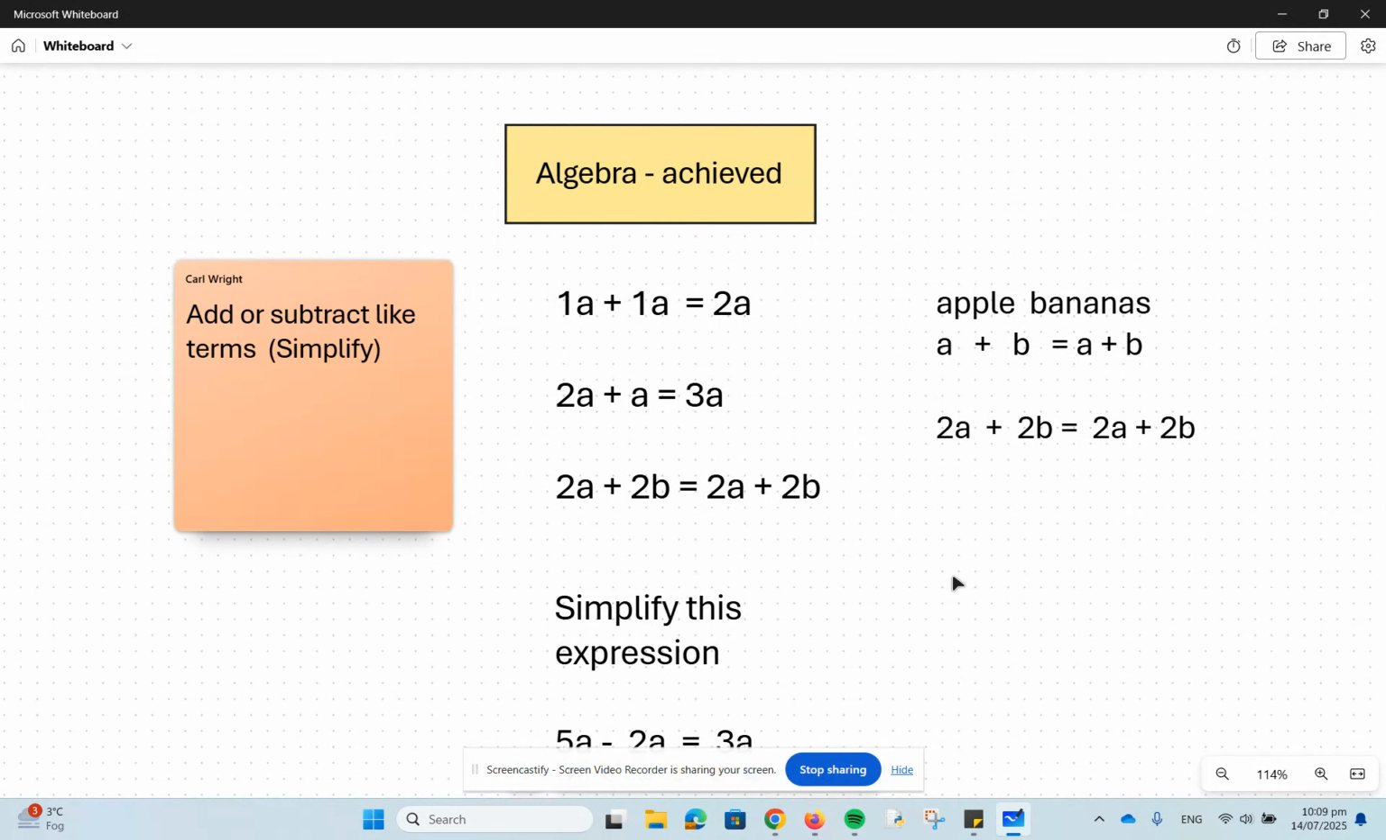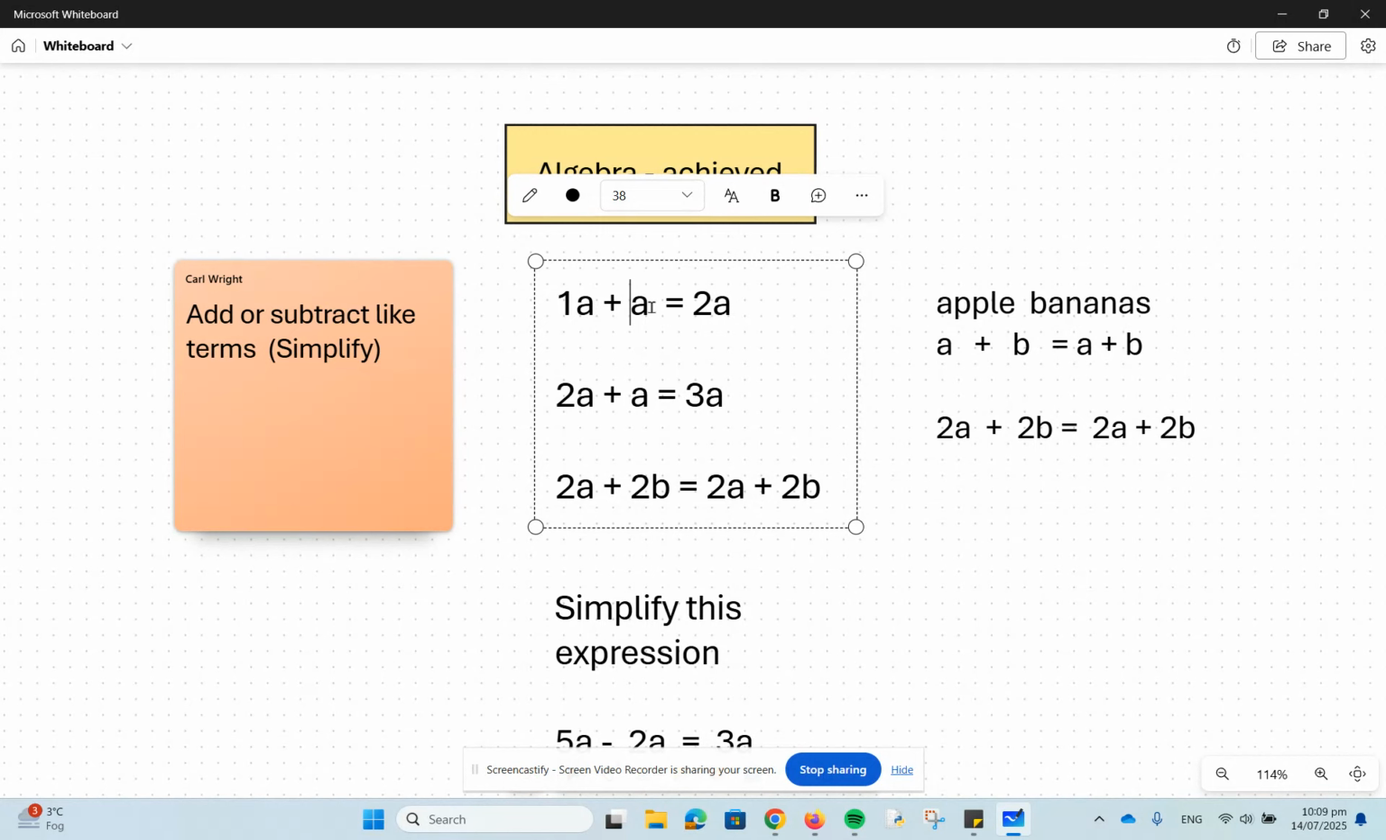You are given mathematics for achieved, and you are to simplify and add or subtract like terms in an expression. Normally, they might say simplify this expression. Now, if I've got a and I add another a, we'll take away the ones in front because you don't usually write the ones in front, called the coefficients.